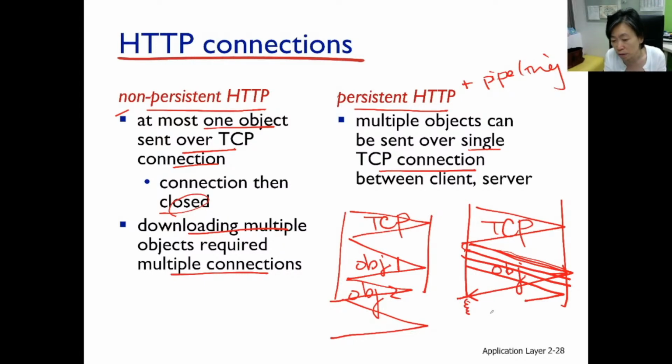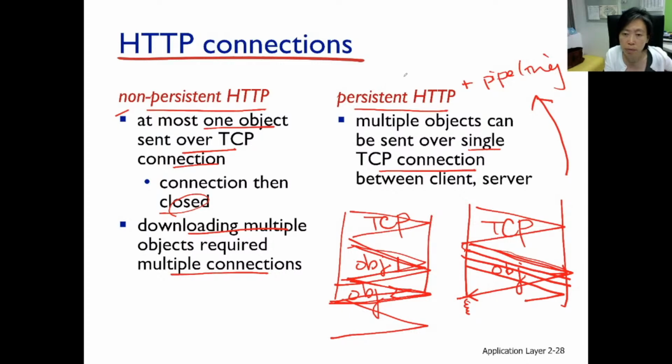Then we're done with everything. Unlike here, for each object, you need this much time, and the second object will wait this much time, and the third object waits even more time. Okay, so this here is the persistent HTTP plus pipelining.